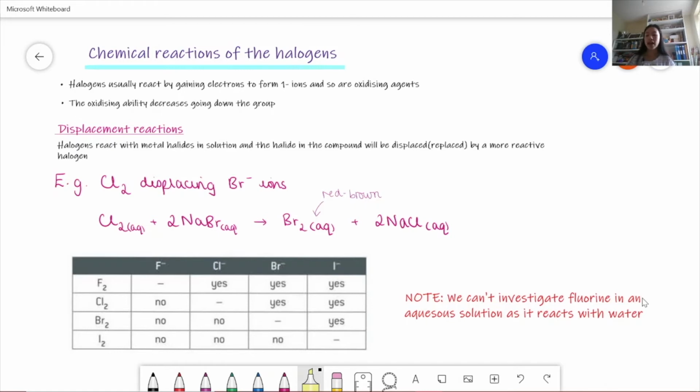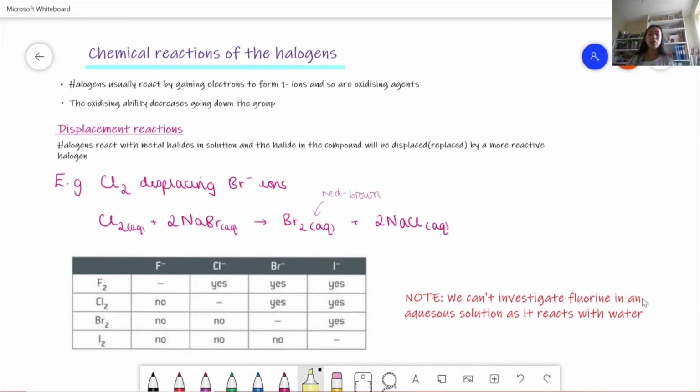So the general rule is that if something is higher up in that group, then the oxidizing ability is bigger, and so that will be a more reactive halogen. So fluorine is more reactive than chlorine, and chlorine is more reactive than bromine. And so this is why fluorine can displace chloride ions, and it can displace bromide ions and iodide ions because it's the most reactive halogen. And then that's why chlorine can't displace fluoride ions because chlorine is one down in the group compared to fluorine, but it can displace bromide and iodide.